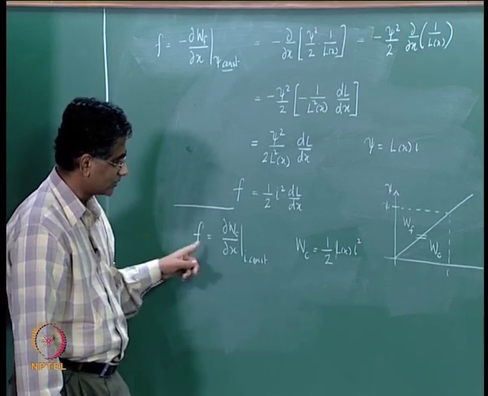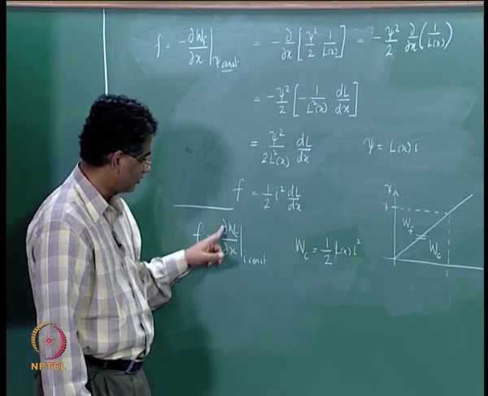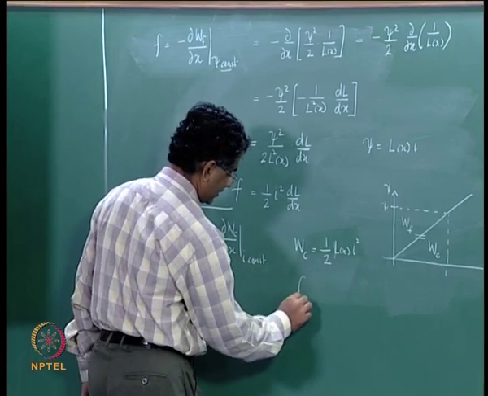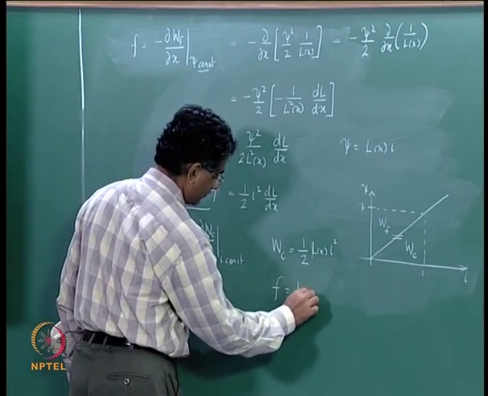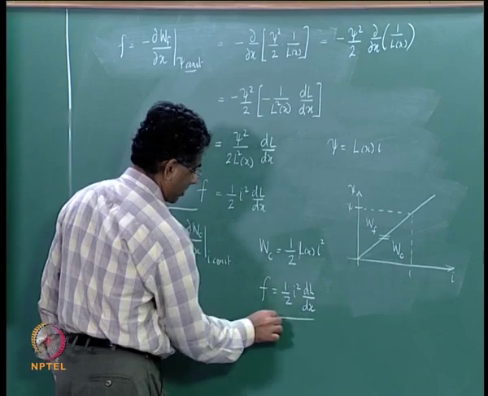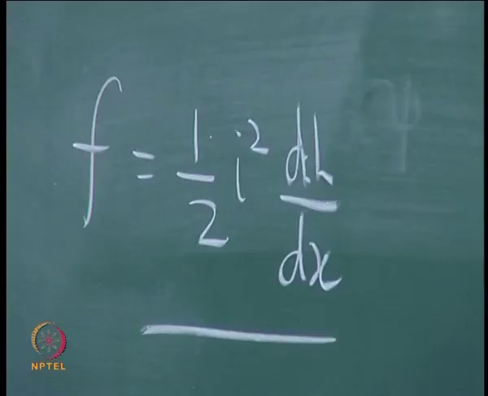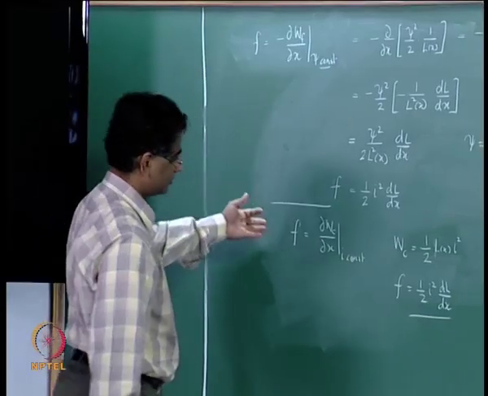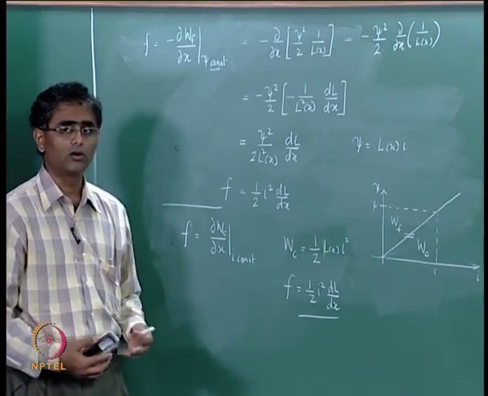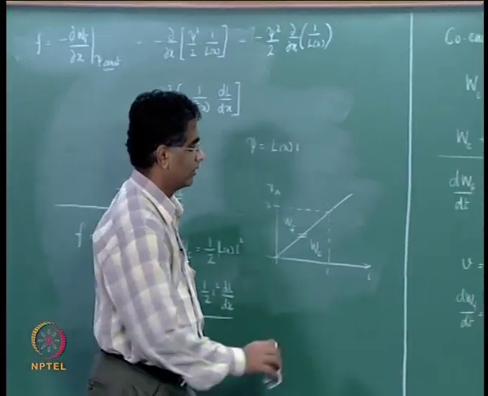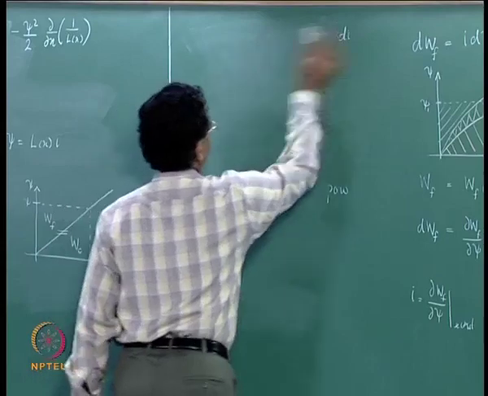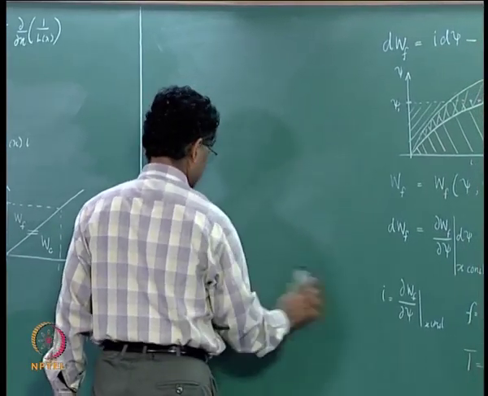In this case therefore it is simple, and therefore if you want to now evaluate the force, force is nothing but dou Wc by dou x, keeping I constant. I is constant, so keep it out of the differentiation process, and therefore force is straight away half of I square dL by dx. So we get this in a single step if you use the co-energy function through this route. Therefore one can use energy or co-energy in order to find out the expression for force. Let us do one more example to illustrate the process.